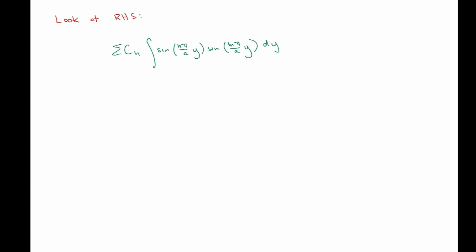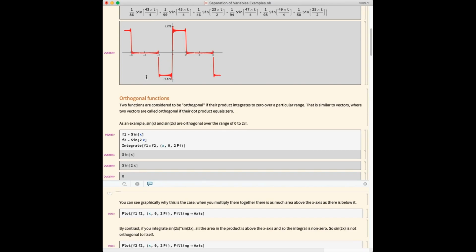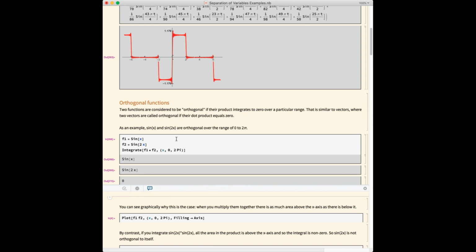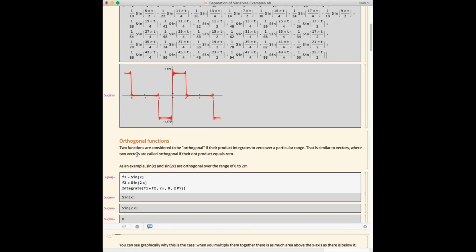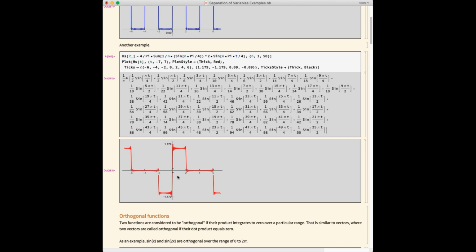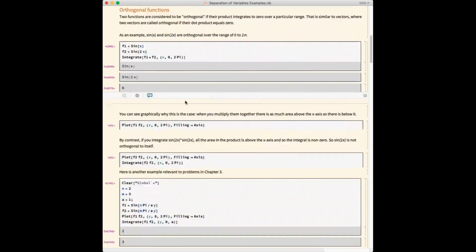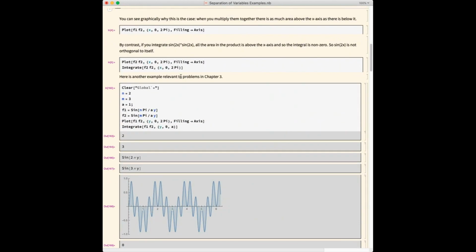Now I want to talk about orthogonal functions. Any two functions are considered to be orthogonal if when you multiply them together and then integrate, you get 0 over a particular range. This is relatively important because orthogonal functions can make a complete set. Sine functions are orthogonal, and the fact that they are orthogonal and make a complete set is what allows them to recreate any function. It's a particular special thing about these functions.